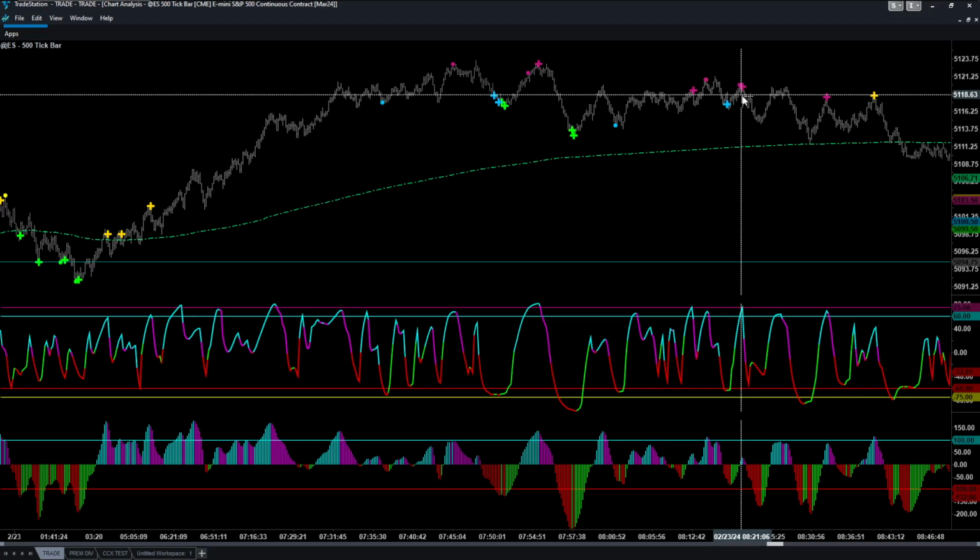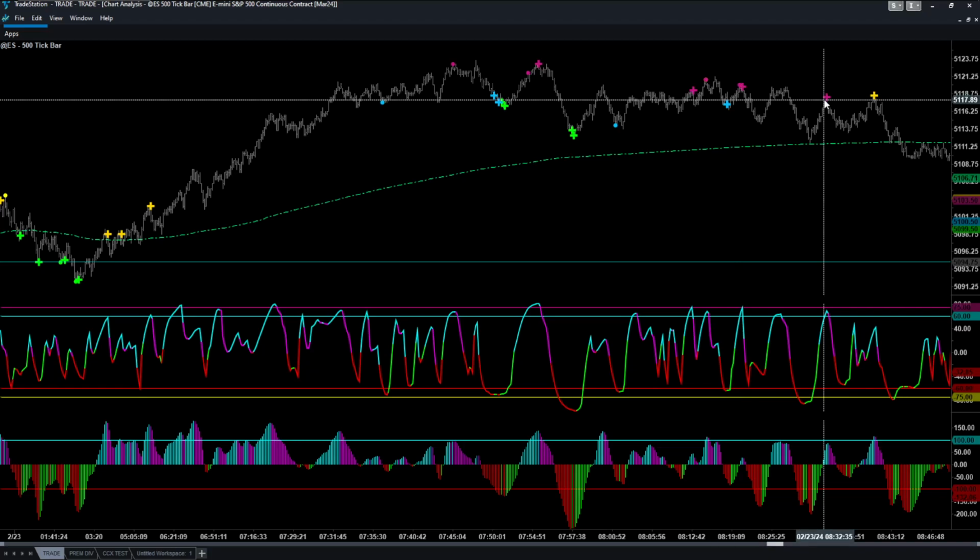Now, that pivot point that corresponds right before that signal is in reference to this pivot point here. Okay? Higher high on the indicator, lower high on the ES. Right? Now, we've got this signal here. Let's identify where that pivot is.